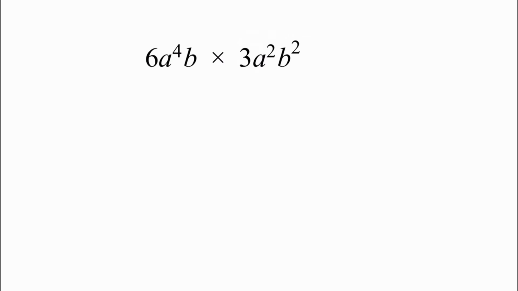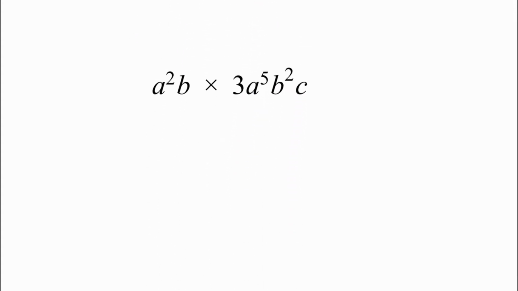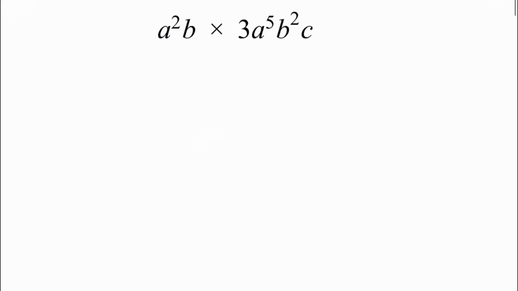So let's multiply the numbers first. 6 times 3, 18. Then we have A, 4 and 2, that's 6. And B, 1 and 2, that's 3. Some people might multiply these two by accident. That's okay. Remember, what we're doing is we're adding them. Okay? We got one more practice, and then I'm going to show you a different kind of multiplication. Go ahead.